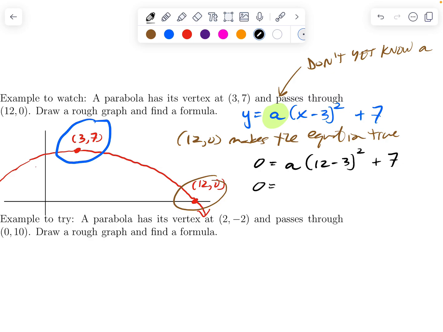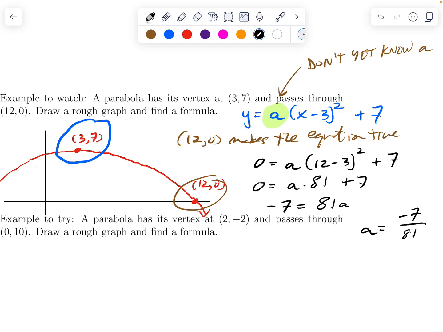12 minus 3 is 9. 9 squared is 81. So we have A times 81 plus 7. Please note these are not like terms. Do not combine them. We can move the 7 to the other side. Negative 7 equals 81 times A, and A equals negative 7 over 81.